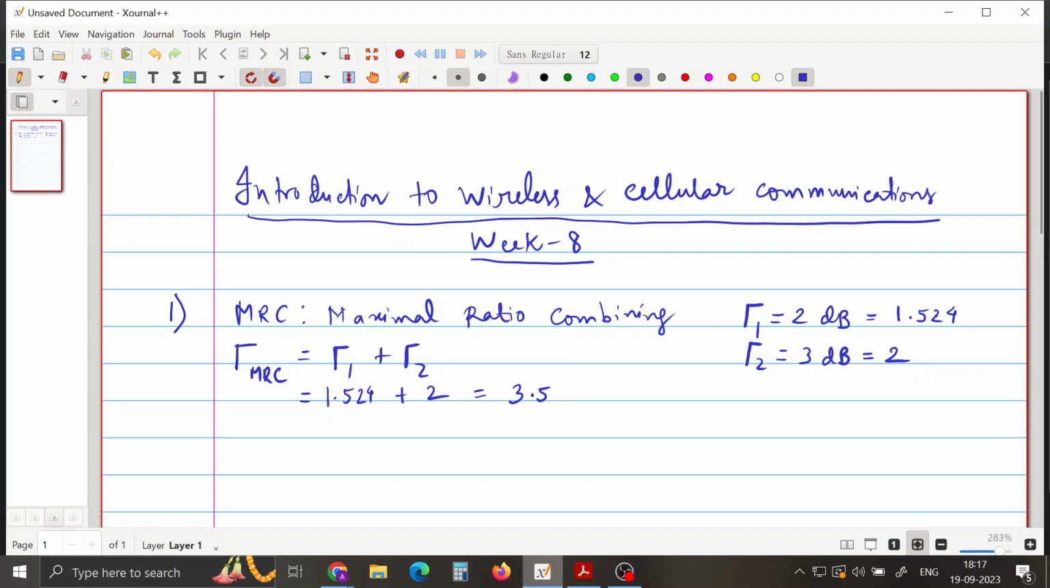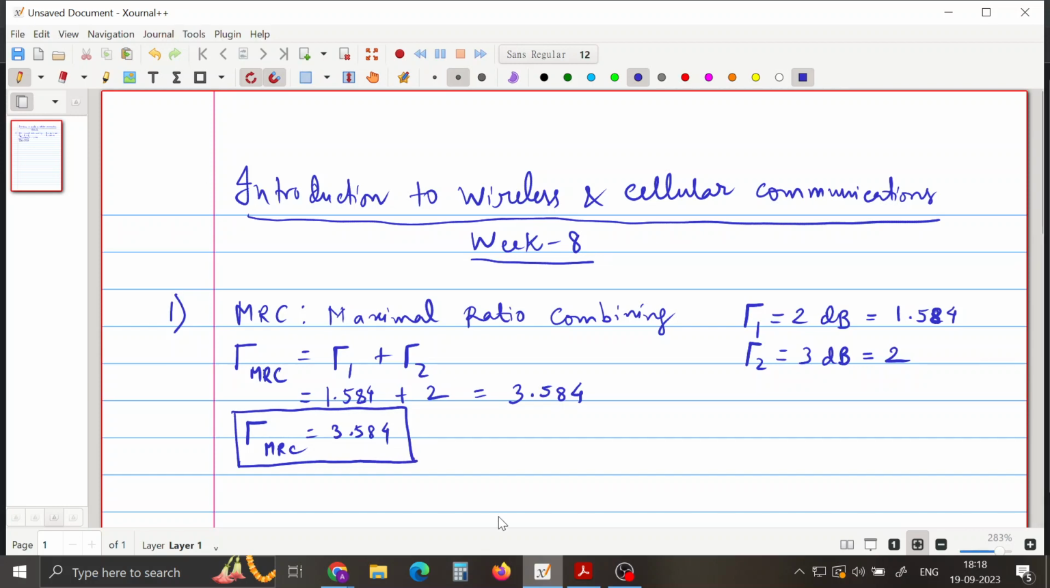Should be 1.584 actually. Okay. So 1.584 plus 2. So this is 3.584, right? So this is 3.584. Okay, so that's your average SNR. So gamma MRC we found is 3.584. Okay, that is your answer.